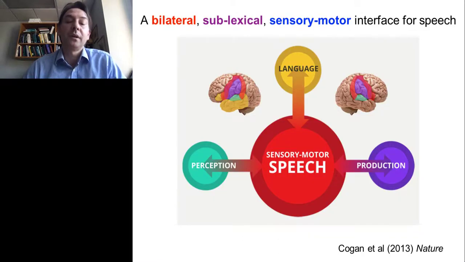And so this set of results pointed to the existence of a sensory motor speech system that linked perceptual inputs and motor outputs. And we hypothesized, along with others, that this sensory motor interface supports access to the linguistic processes which we need to ascribe meaning to our speech.